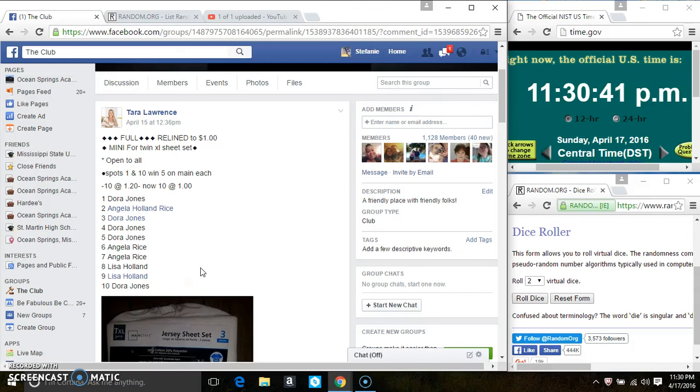Hey everyone, this is the mini for the Twin XL sheet set from Miss Tara Lawrence. It was relined to 10 at a dollar. Spots 1 and 10 win 5 on the main.